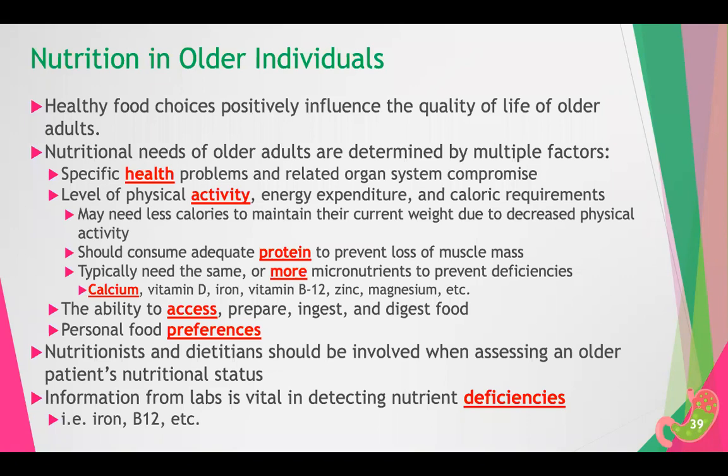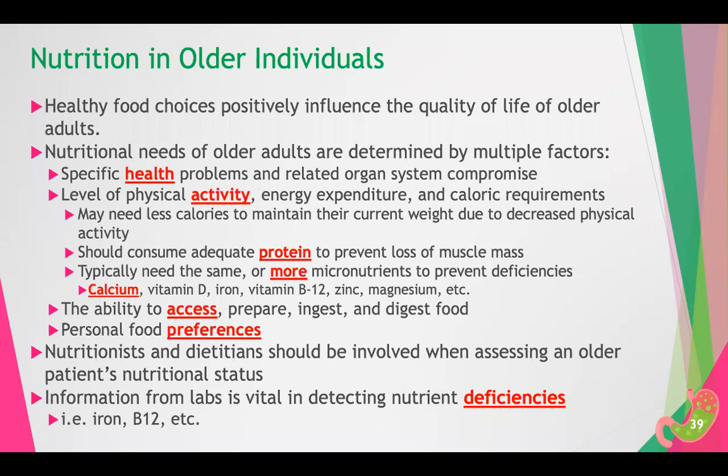So our older population may need fewer calories to maintain their current weight due to decreased physical activity. But they should consume adequate protein to prevent loss of muscle mass. And they normally need the same or more micronutrients to prevent deficiencies. So some of those include calcium, vitamin D, iron, vitamin B12, zinc, magnesium, and we'll talk about nutrient deficiencies in a little bit. It can also be determined by the ability to access, prepare, ingest, and digest food.